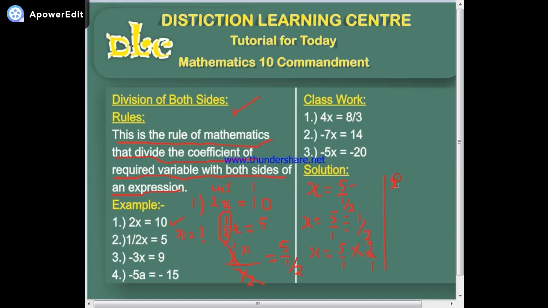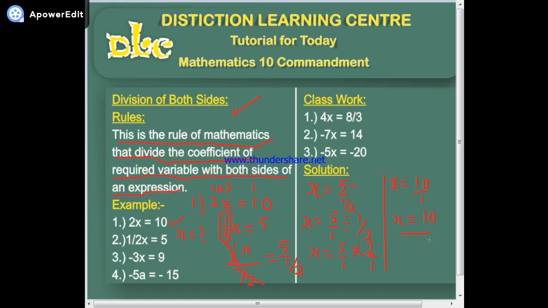Now the next thing we're going to do is to multiply. So x will now equal 5 times 2 is 10, divided by 1 times 1, that is 1. So x will equal 10 divided by 1, which is 10. So this is how we solve this.